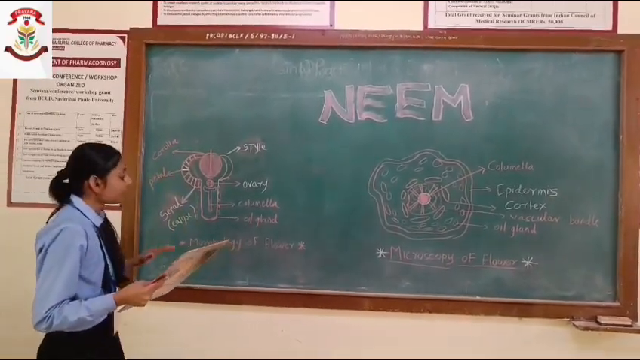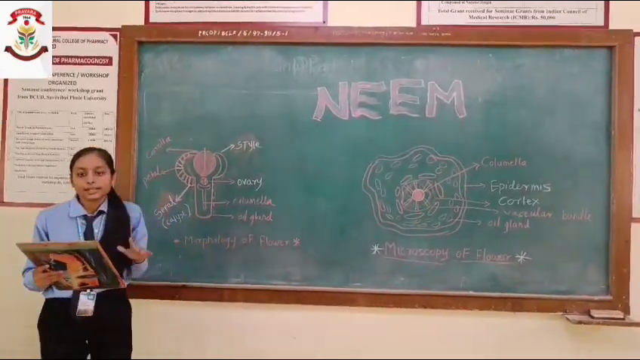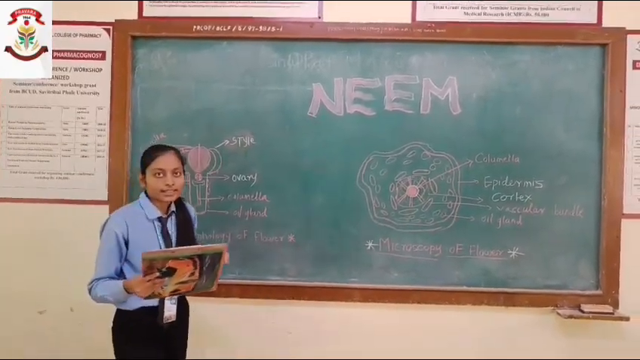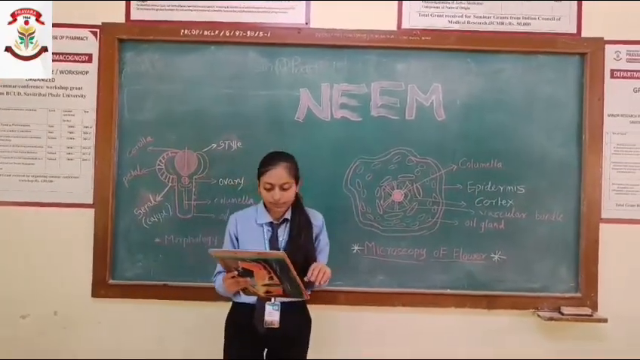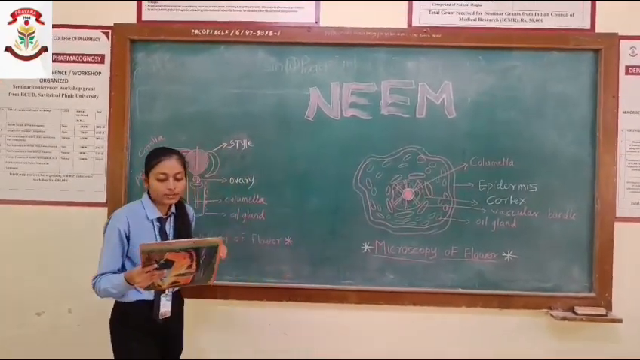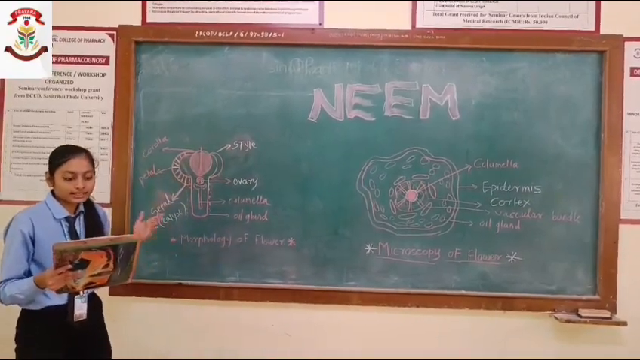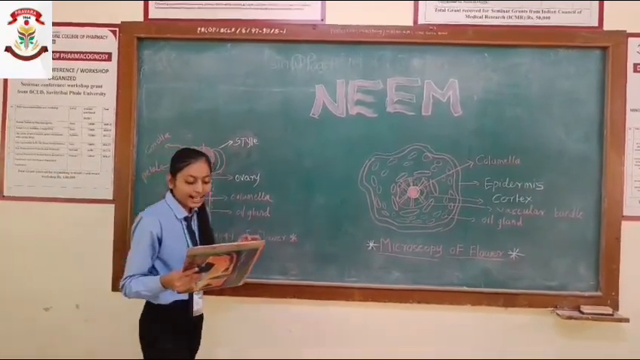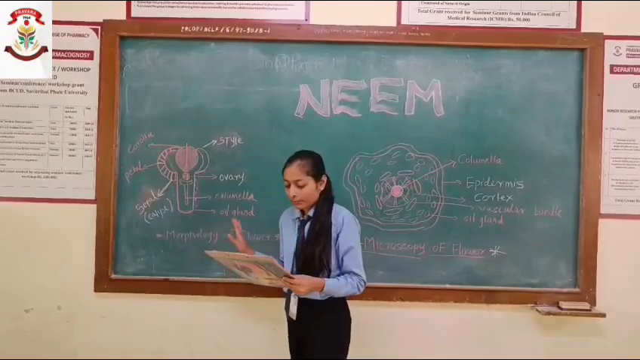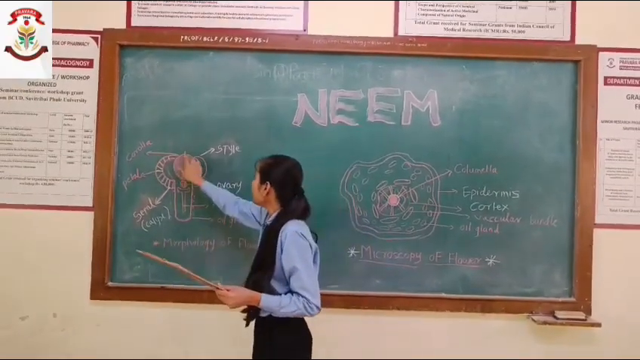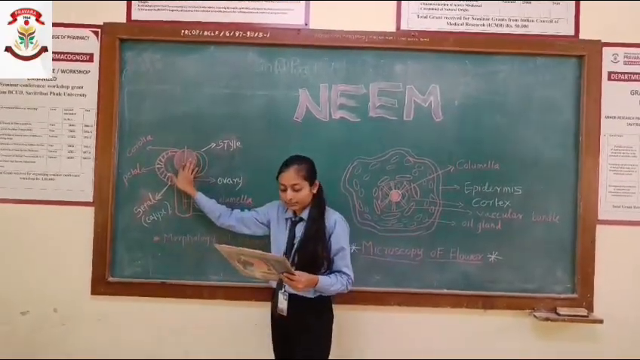The next part is androecium. Androecium is the male part. There are 10 stamens. Their filaments are fused into a tube. This tube is the staminal tube. Their anthers are attached inside the tube. They produce the pollen grains.